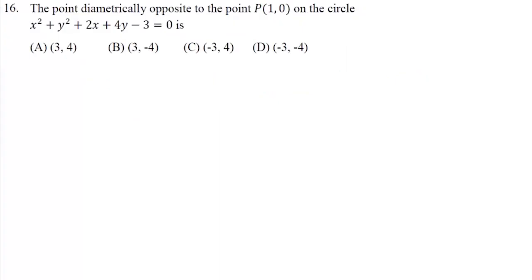Now question number 16 is, the point diametrically opposite to this point on this circle whose center is at (-1, -2) is.